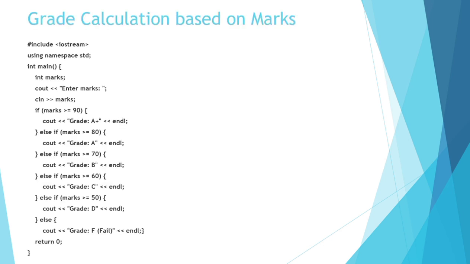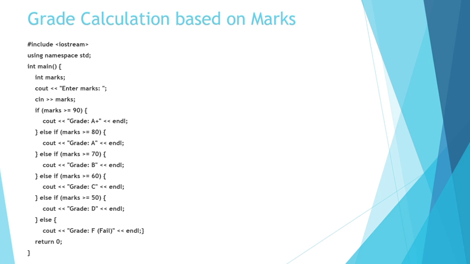After that we have a program for grade calculation based on marks. This C++ program determines a student's grade based on their marks using a series of if-else conditional statements. It first declares an integer variable marks and prompts the user to input their marks using cin. The program then evaluates the input using a structured grading system. If the marks are 90 or above, it assigns a grade of A+. If the marks are 80 or above but less than 90, it assigns a grade of A.